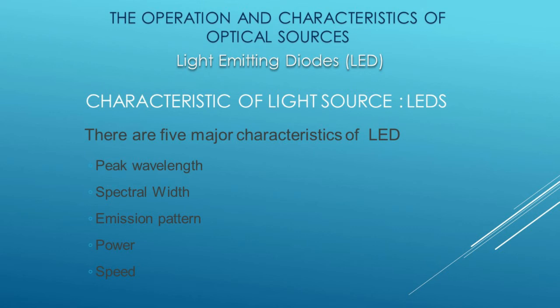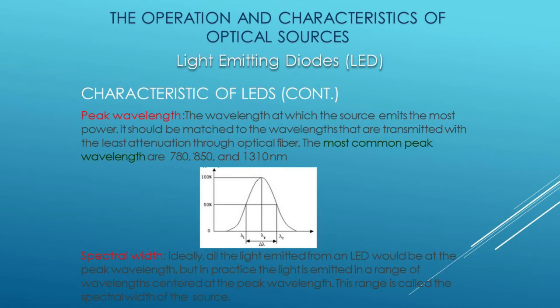Characteristics of LED light sources. There are 5 major characteristics of LEDs: peak wavelength, spectral width, emission pattern, power, and speed. Peak wavelength is the wavelength at which the source emits the most power. It should be matched to the wavelengths that are transmitted with the least attenuation through optical fiber. The most common peak wavelengths are 780, 850, and 1310 nanometers.